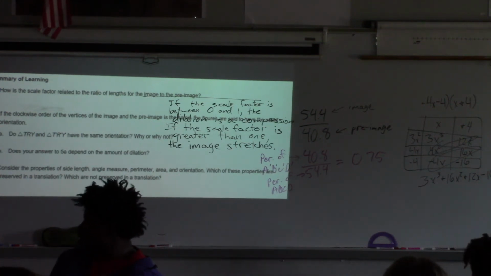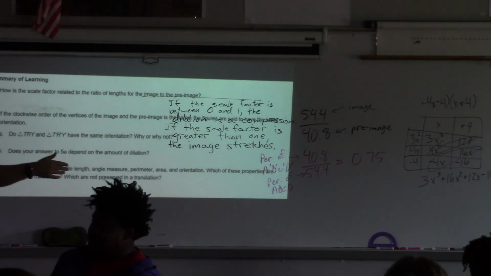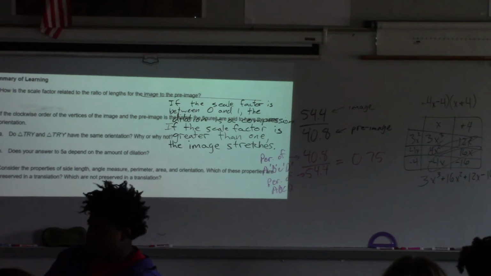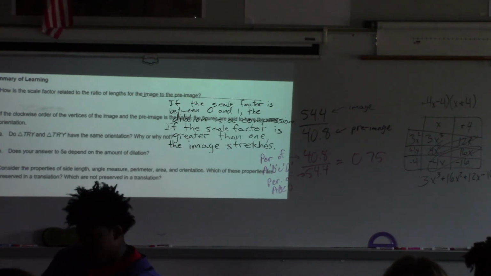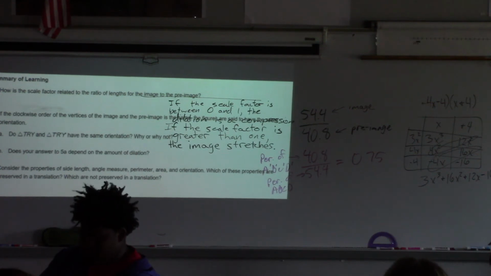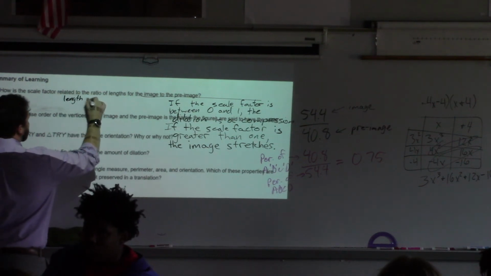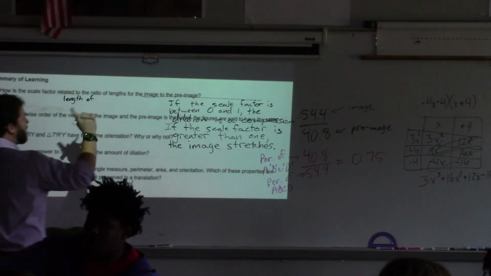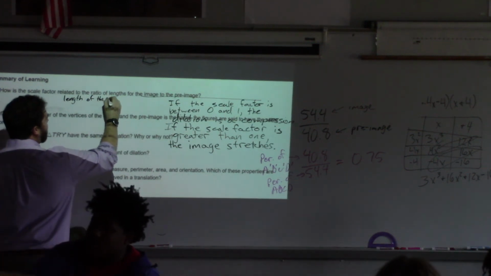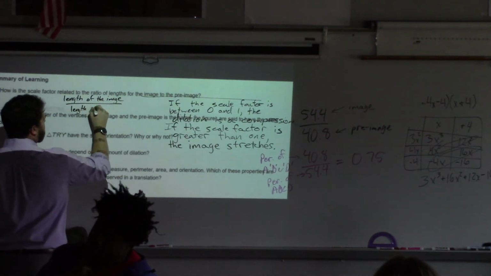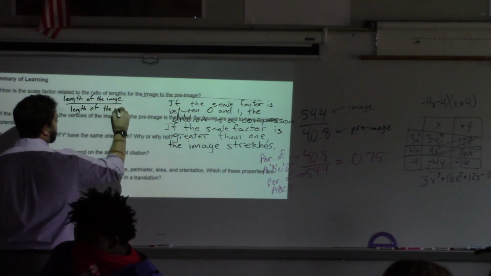Is the scale factor greater than the ratio of the lengths? Is it less than? Is it the same as? It's a number. How did we calculate the scale factor? The image divided by the... Hold on, y'all are missing a key detail here. The length of the image divided by the length of the pre-image. You wrote that down.